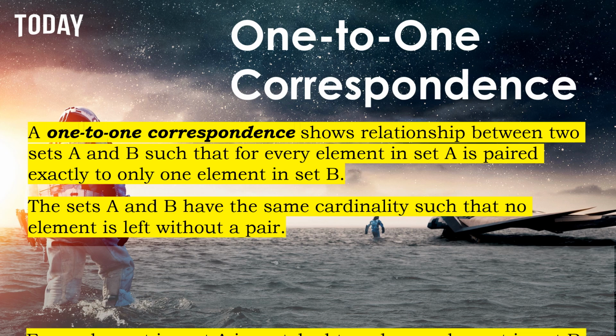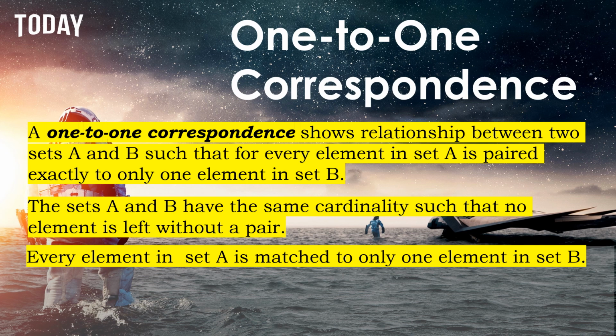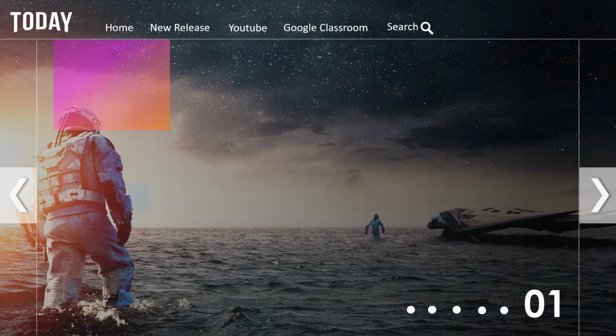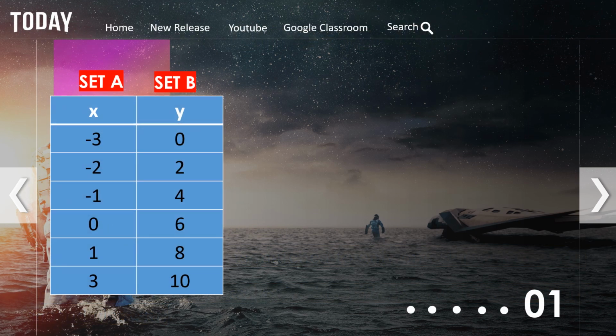So every element in set A is matched to only one element in set B. And therefore, no two ordered pairs have the same first element or second element. Let us take a look at this example. We have set A with the following elements: -3, -2, -1, 0, 1, and 3.